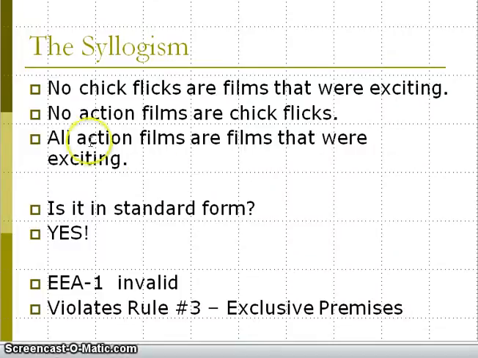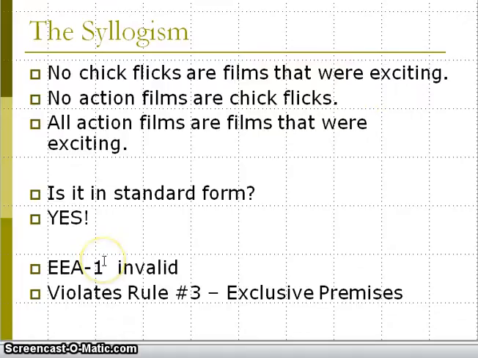How do we know? All action films are films that were exciting. Films that were exciting is the predicate of our conclusion, making it the major term, so it must be in the major premise, and it is. Therefore, we know it's in standard form. So now we know it's an EEA statement. Now we have to look at it and ask whether it is valid or not. We could go back to page 262 and look at our chart, but let's look at the rules.